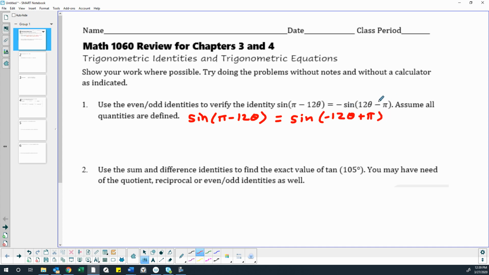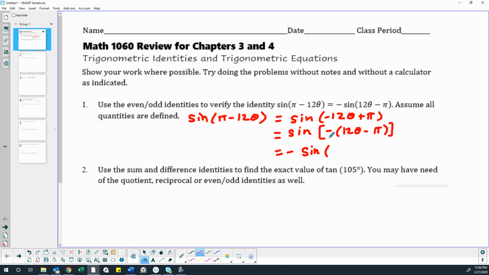Well, now notice my goal, this is positive, not negative, and this is negative, not positive. So let's go ahead and factor out that negative. So the sine of negative 12 theta, factor a negative out of a positive and we get a negative. Now here's where we use the odd even identities. Since sine is odd, the sine of a negative value is the same as the negative sine of the value. So that negative just goes to the front because it's an odd function.